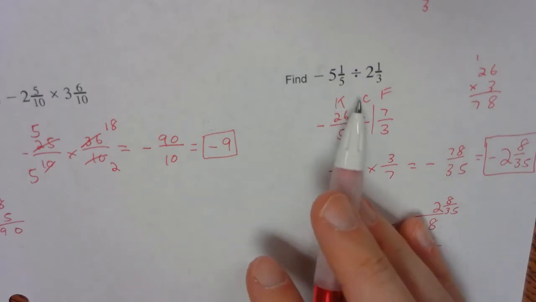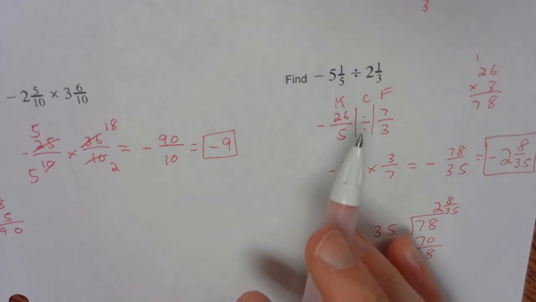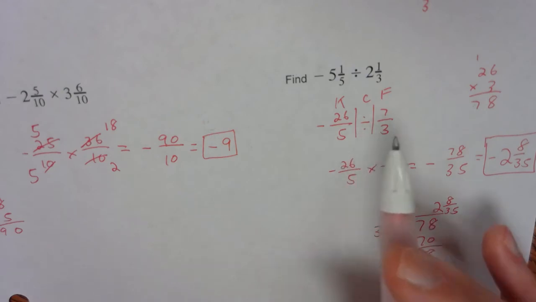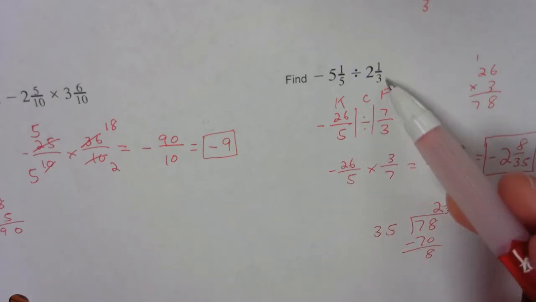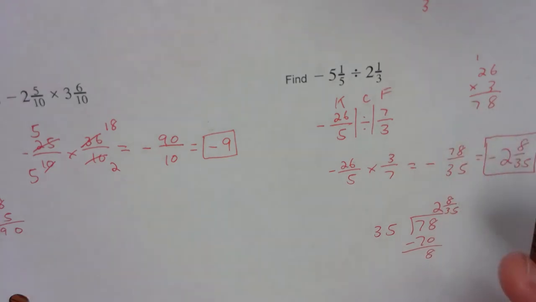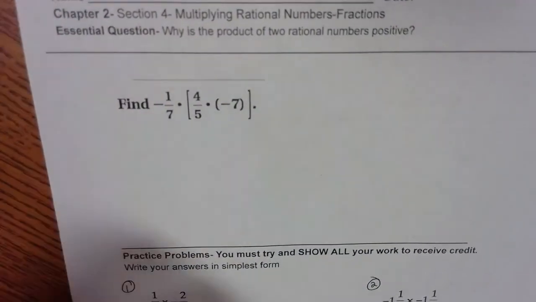The key thing here is make sure you change your mixed numbers to improper before you KCF. Okay, if you don't do that, you're definitely going to get mixed up, because if you put 3/1 right here, it's really going to change up what this fraction is. Okay, so make sure we're careful there. We got one more example on the back.